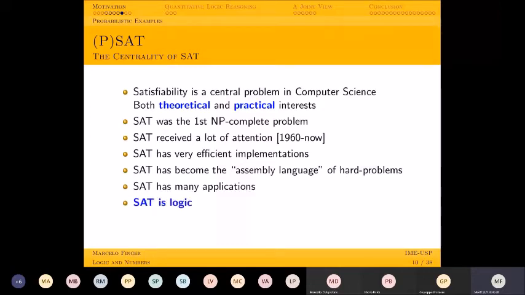So it has many applications, and SAT is basically logic. Probabilistic SAT has not enjoyed such notoriety. Probabilistic logic, we're going to see, is also an NP-complete problem, but SAT is simpler. Wait, Marcelo, you say that they're both NP-complete, but one is simpler than the other? Yes, precisely, because the SAT class has internal structure, and we are revealing it when we do this. But more about this later.